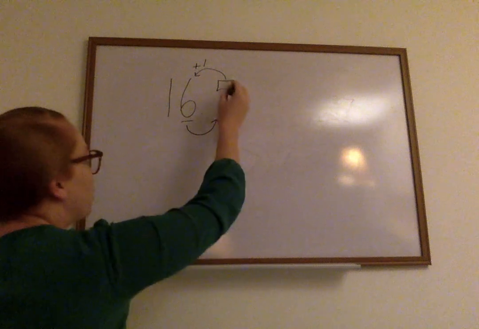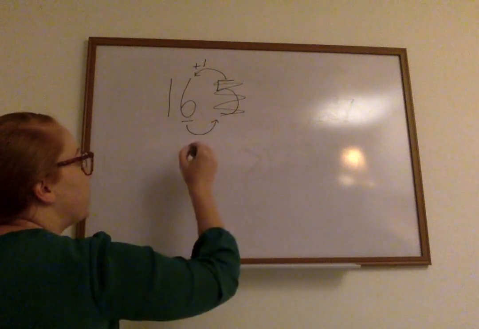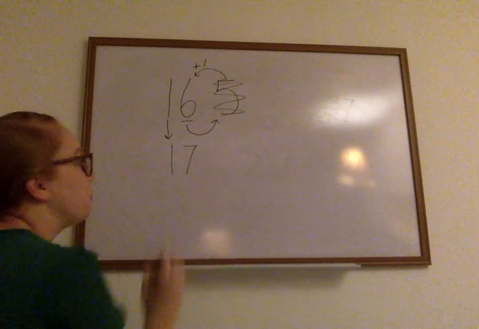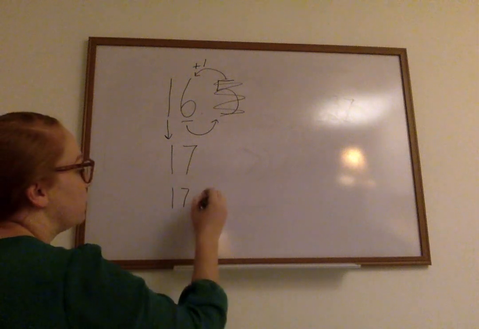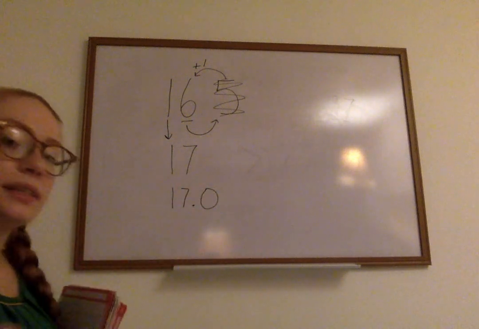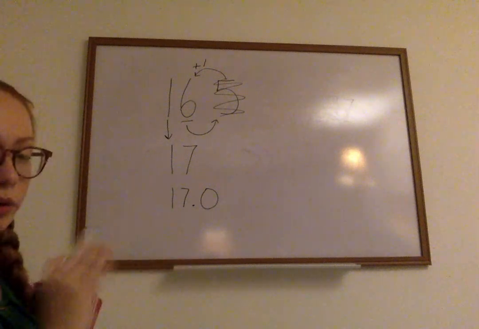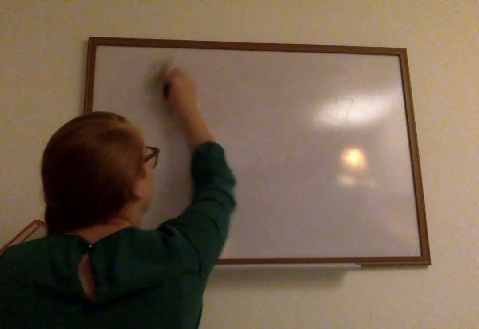Once I do that, I scratch through my 5. I no longer need it. 1 plus 6 is 7. I bring my 1 down. My answer is 17. I will also accept this because it's the same exact value, same exact answer. You can write it with a decimal or not, either way. Let's try another one.